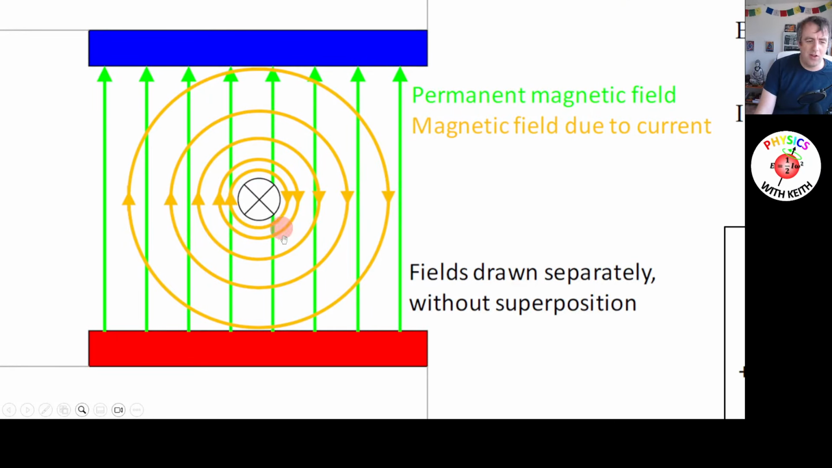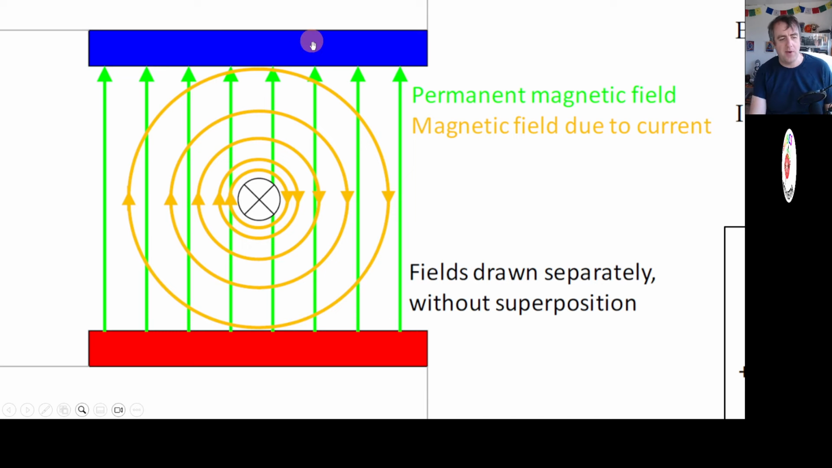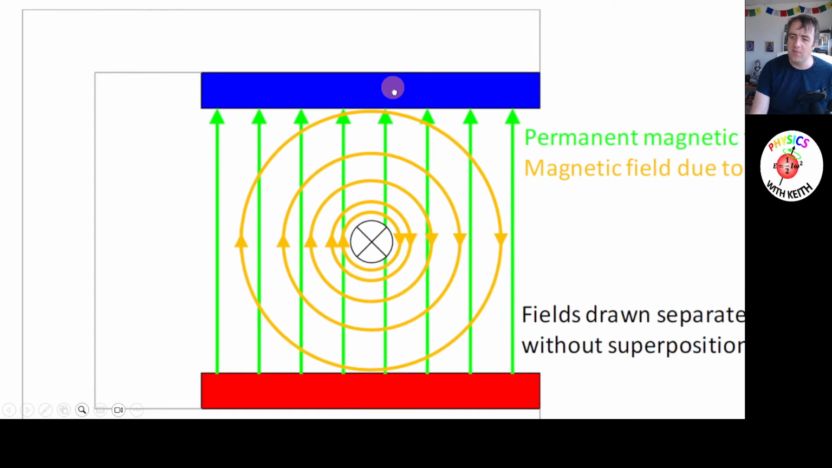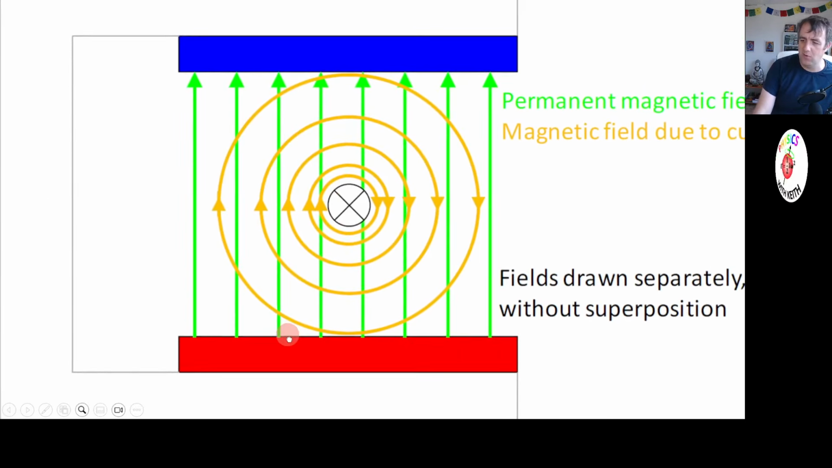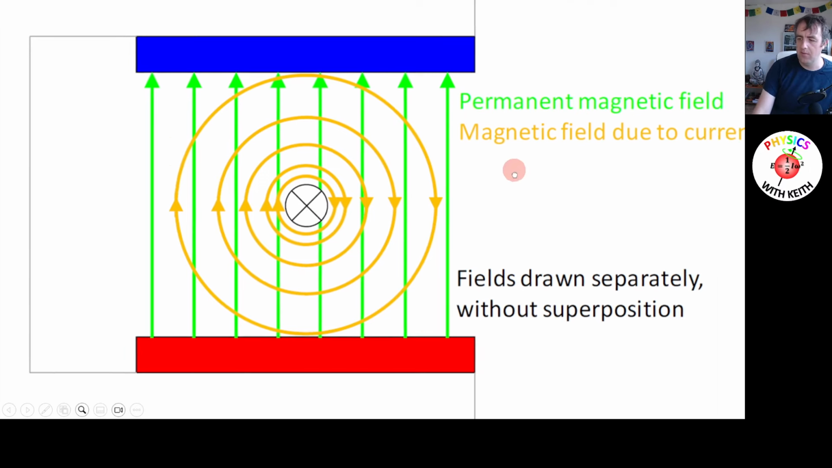So here we've got the north pole of a permanent magnet on the bottom and the south pole of a permanent magnet on the top, and the rest of the permanent magnet is this curved bit of magnet around here, which I'm not that interested in, which is why I've just left it as white. The green arrows indicate the magnetic field from the permanent magnets. So that's what those green arrows are.